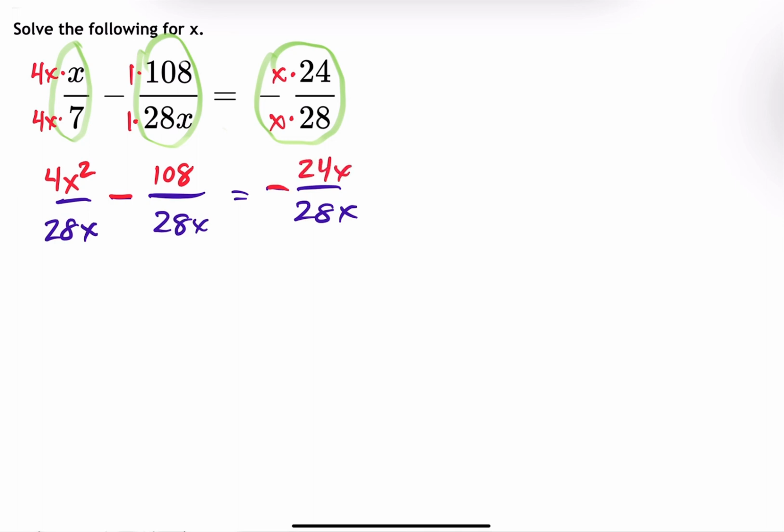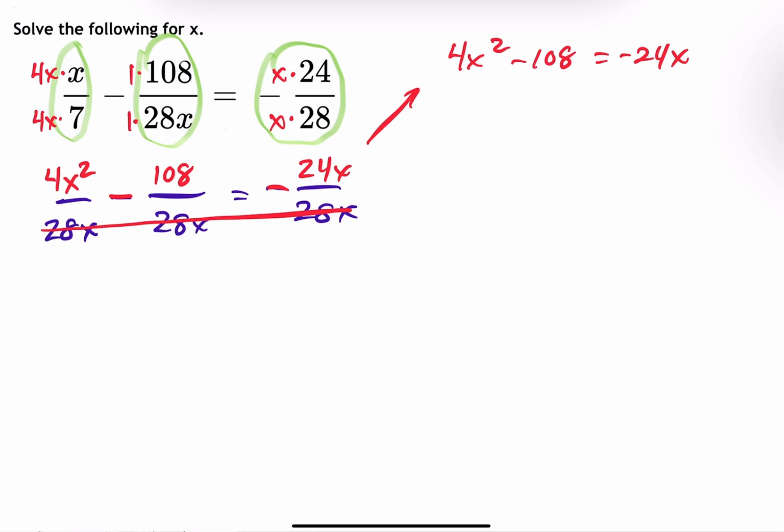Now, as you get all the denominators the same, you can now cross out the common denominator. What you have left is the equation you're trying to solve. So now I'm going to have 4x squared minus 108 equals negative 24x. Now this is a quadratic. Quadratics can be solved using the quadratic formula. They can also be solved by factoring, and you can also solve it several other ways. But the easiest way, I would suggest, is the quadratic formula if you happen to have that in your calculator. Otherwise, we'll solve it by factoring in just a moment.